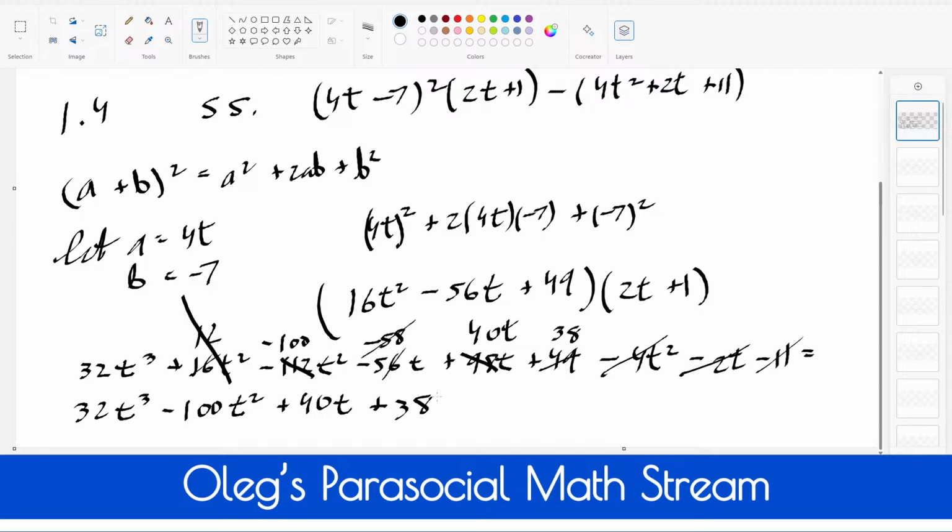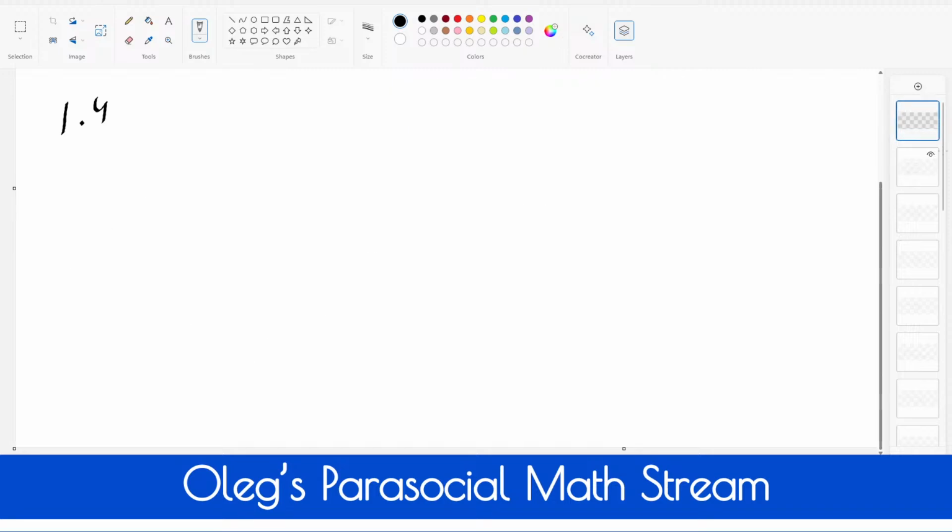Okay, let's take a look. 32t cubed minus 100t squared plus 4t plus 38. Okay, yep, that is correct. All right, and number 57. Let's go. I want room here.